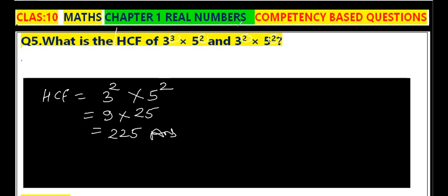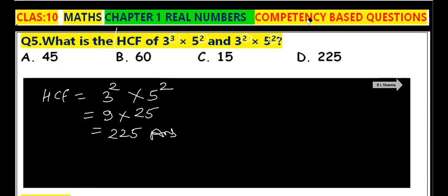Now we check whether... देखिए ये रहा आपके आंसर। So the 225 is the answer of this question.